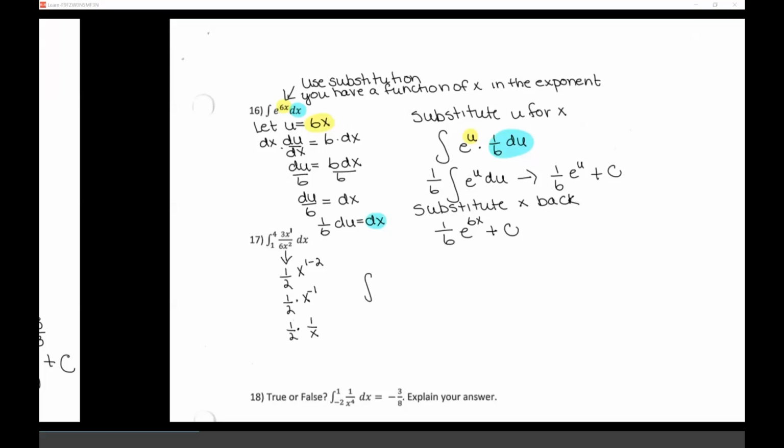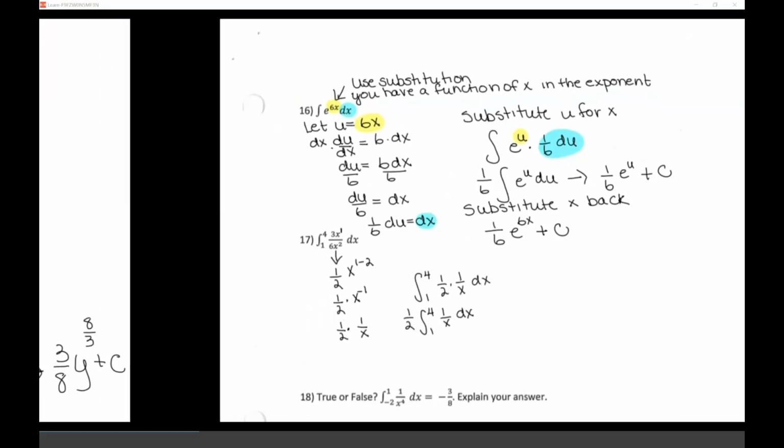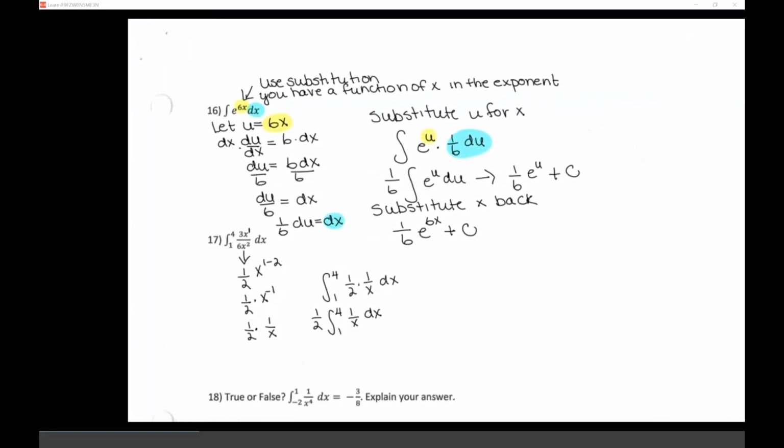So now if you want to integrate from 1 to 4, 1/2 times 1 over x dx, you can pull through the 1/2. And then you have the integral of 1 over x dx. This is a special case integral. Remember, if I tried to add 1 to x to the minus 1, that would give me x to the 0 and I'd lose my x. So this is a special case.